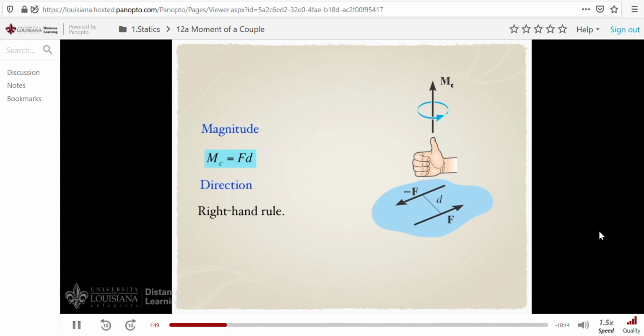The direction of the couple moment is found using the right-hand rule. This couple moment tends to rotate in this direction. So if you curl your fingers like this, the thumb will be directed in the direction of the couple moment. Of course, that's perpendicular to the blue plane that contains the two forces.